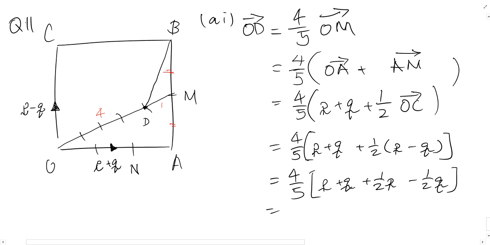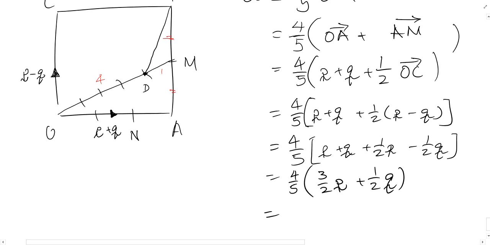You mean, how do I know that AM is half of AB? Because it's stated in the diagram, it's the midpoint. See? M is the midpoint of AB. Okay, so here we have 4/5 P plus half P, 3/2 P. Q minus half Q plus half Q. So continue. Next step, we get 6/5 P plus 2/5 Q. Alright, so that's for the first one.